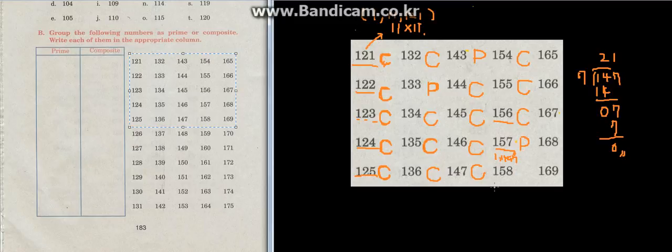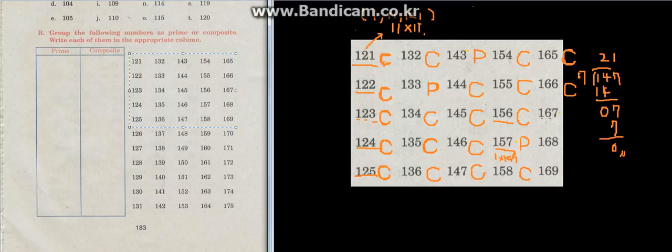Then how about 158? So here it can be divided by 2, so it has more than two factors, which is composite number. So here 165, it ends with 5, which means it can be divided by 5. So here this number is composite number. And how about 166? I think it can be divided by 2. So this is composite number.